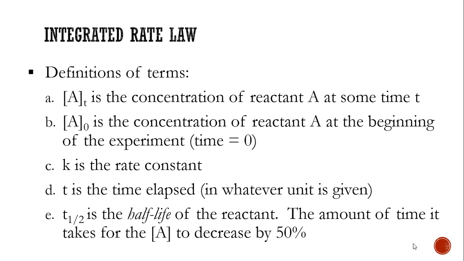And the half-life, the t sub 1/2, is the amount of time it takes for the concentration of A to decrease by 50%. So you start with 100% and you get to 50%. That's a half-life. 50% to 25%, another half-life. 25% to 12.5%, another half-life. So on and so forth.